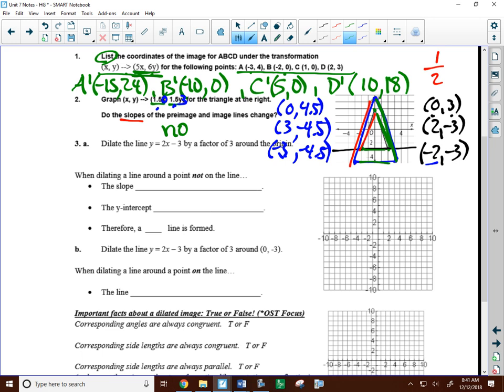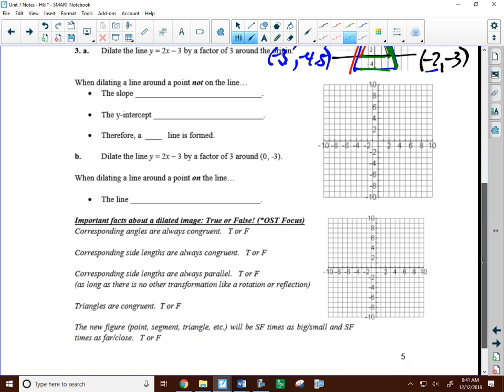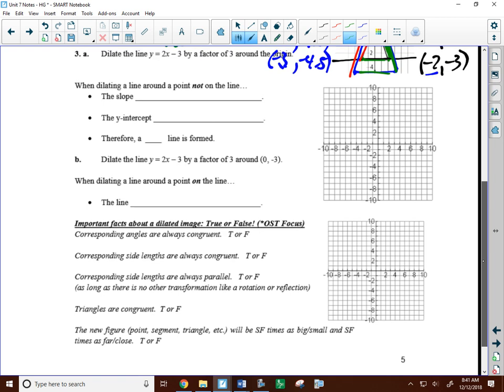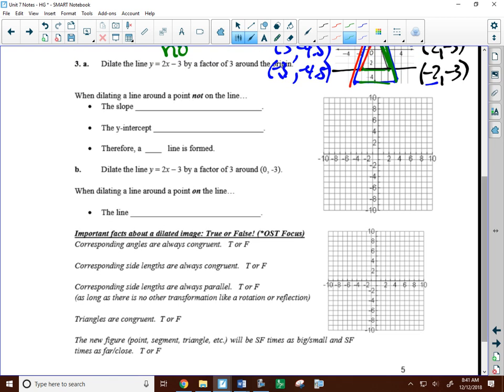Okay. Let's move on to something. It's still dilating, but just a little different. We're going to dilate a line. So I'm going to do it. I got 3A and 3B. Actually, this is it. I'm doing this, dilating a line, and then we're just going to make some true false at the bottom.